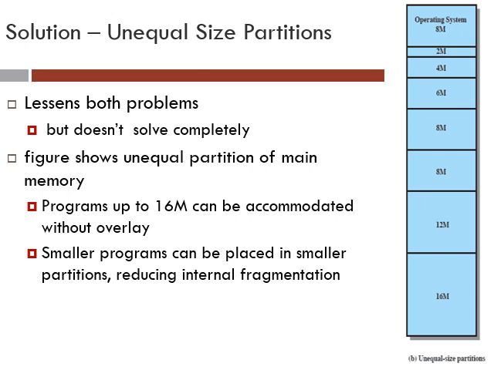The figure shows unequal partitioning of main memory. The main memory is divided into unequal size partitions ranging from a maximum of 16 megabytes all the way down to 2 megabytes, and the OS is assigned its own block of 8 megabytes. Programs up to 16 megabytes can be accommodated without overlay. Smaller programs can be placed in smaller partitions, reducing internal fragmentation. The amount of unused space when we assign a small program is less because the partition itself is small when compared to the equal size partitions.